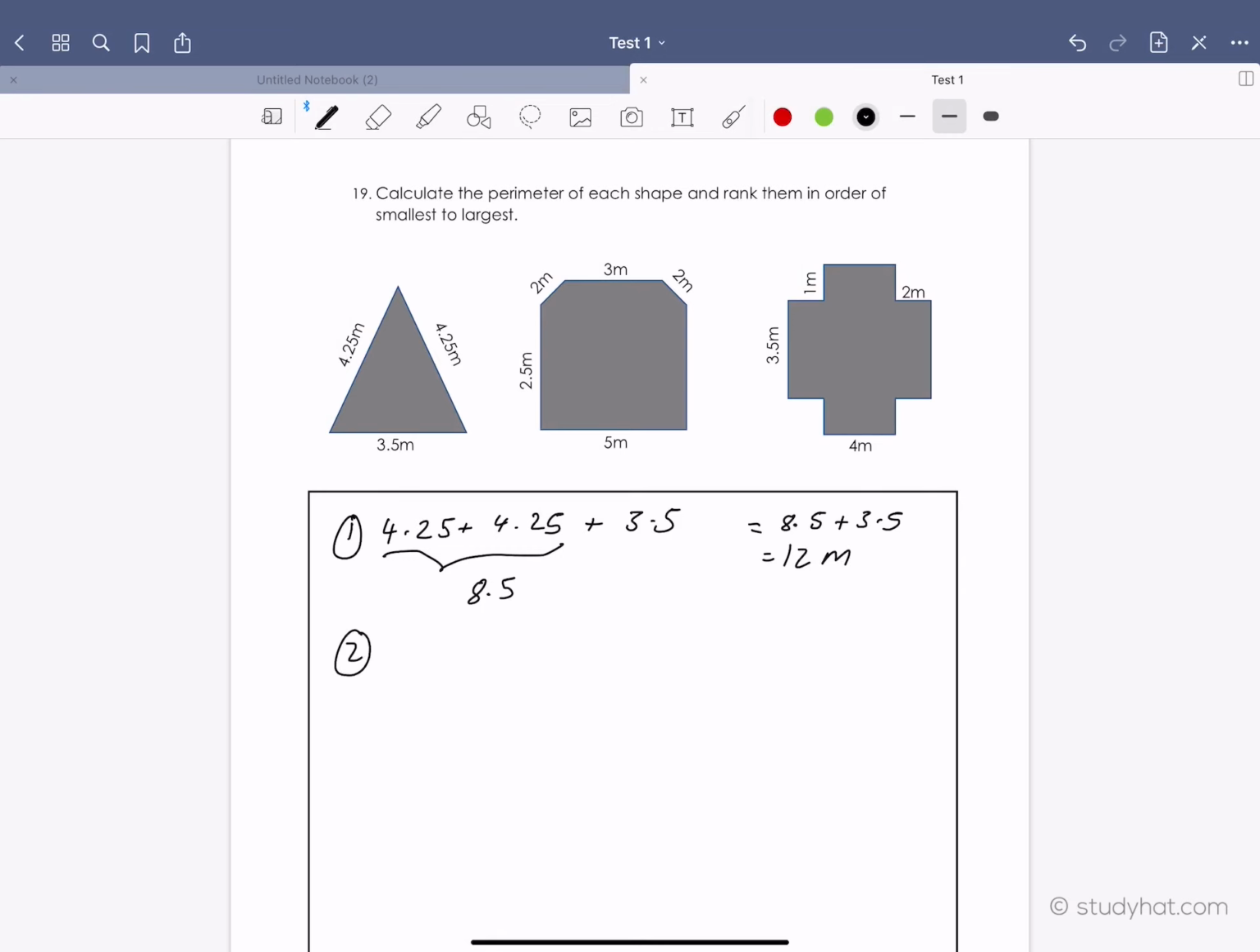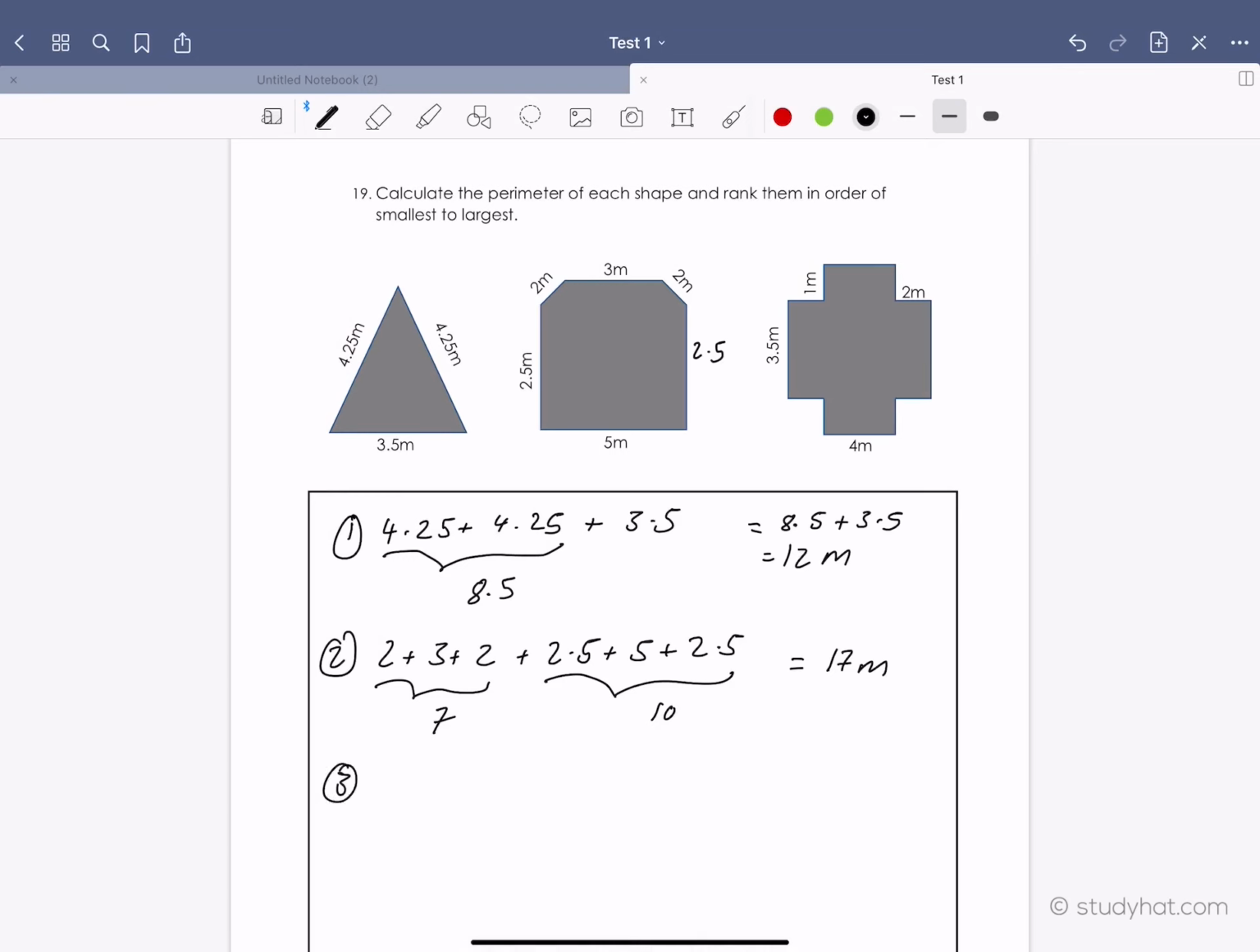For the second one, let's label the missing side. We have 2 plus 3 plus 2 plus 2.5 plus 5 plus 2.5. Okay. This is going to give us 7. And this is going to give us 10. Which altogether is 17. Because here we've got the 2.5s, which equal 5, and an extra 5.